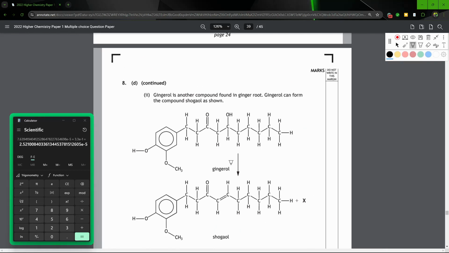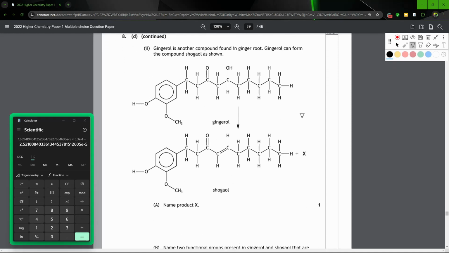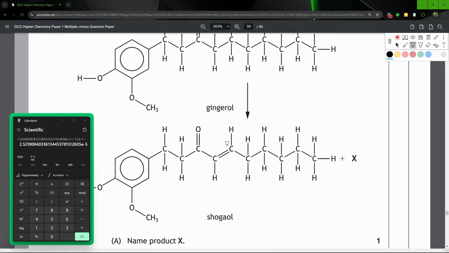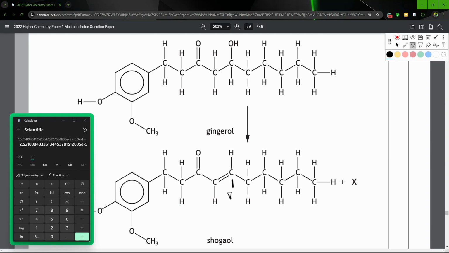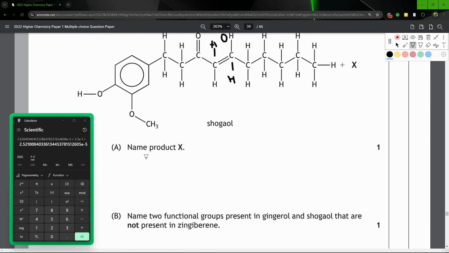Gingerol is another compound found in ginger root. Gingerol can form from the compound shogaol as shown. Name product X that is produced. Whenever it says name product X, it's either carbon dioxide or water, to be honest. So you could just put one of them, but it's best to actually figure out what it is. You can clearly see here that we are removing 2 hydrogen atoms, because there should be one there, one there, and an oxygen there from the base molecule. And do you know what that means? 2 hydrogens and an oxygen. That's H2O, otherwise known as water.